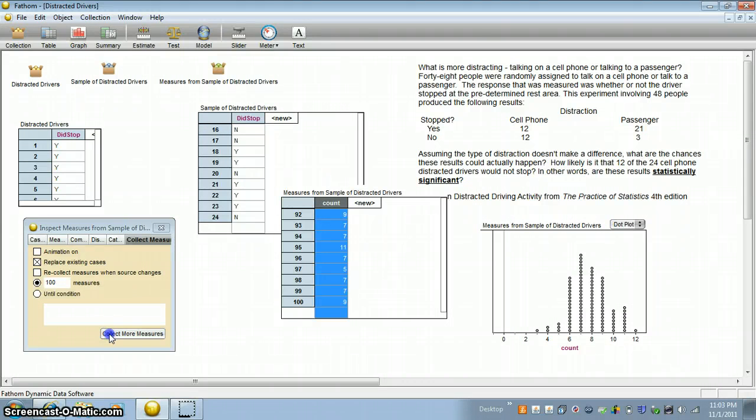So one time we had 12 no's occur out of a total of 300 trials that we just did. So I would say that these results are not likely to happen by chance alone, and that actually talking on a cell phone does make a difference in terms of the distraction. It is a worse distraction than talking to a passenger.